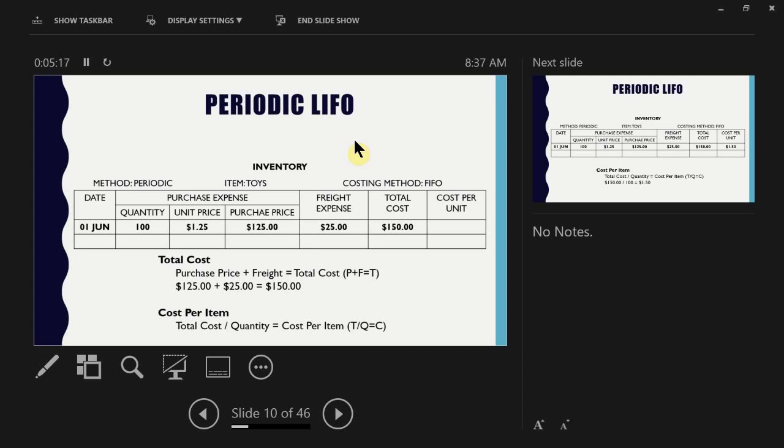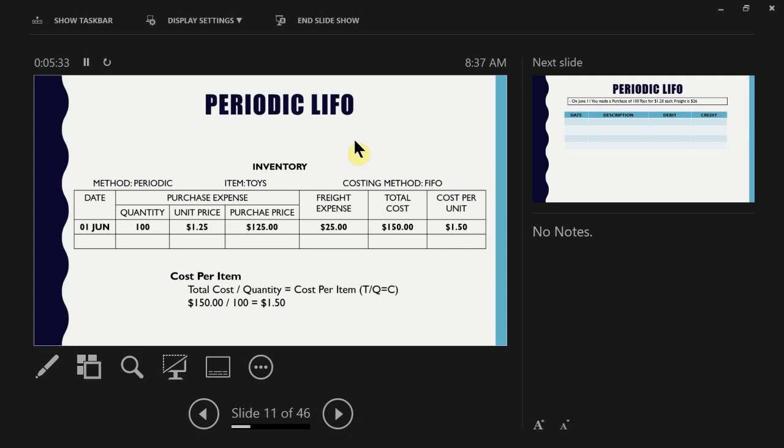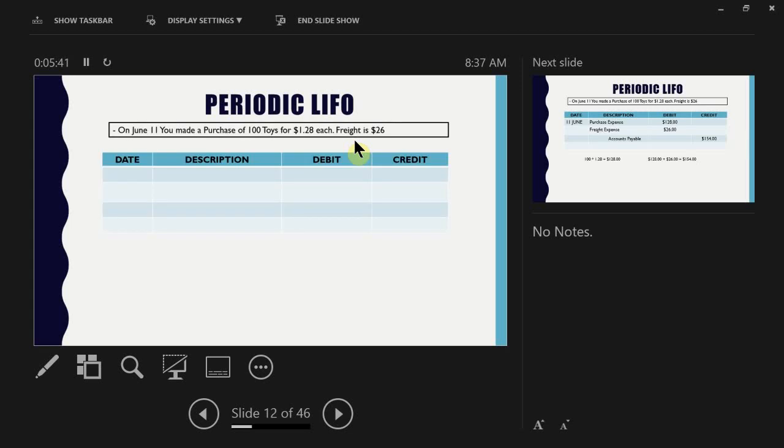If you're digging into a box and not selling the whole thing, you can expect that you need that cost per item. So the cost per item is going to be the total cost divided by the total quantity, or in this case, just quantity. So it's going to be the 150 divided by 100, which gives you $1.50. Okay, so that's just the first one there.